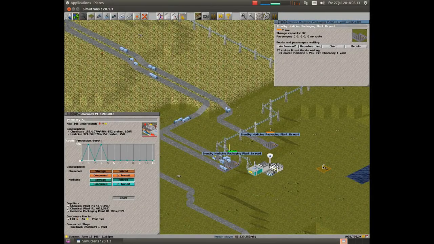Hi and welcome to this episode about Simutrans. Today we take a look at another way to handle fluctuation in a cargo transporting system.